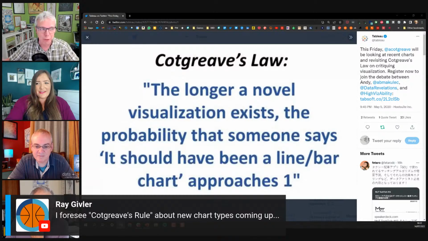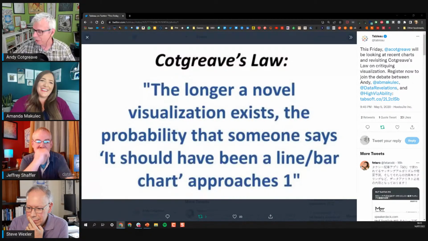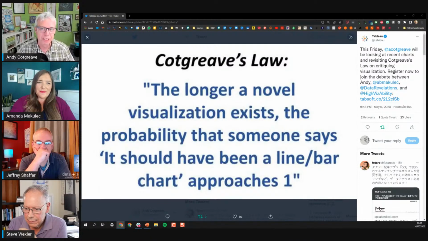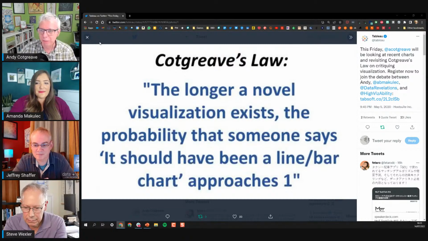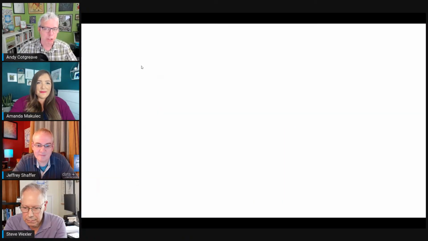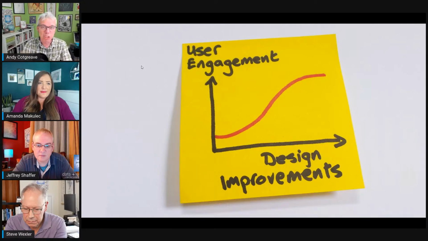The longer a novel visualization exists, the probability that someone says it should have been a line chart will approach 1. Maybe I can elaborate on that in a subsequent chart chat. We talked about it 2 years ago. Maybe we could revisit it, in fact, what happened during the pandemic, because there were plenty of examples there. But that's Cotgreave's law.